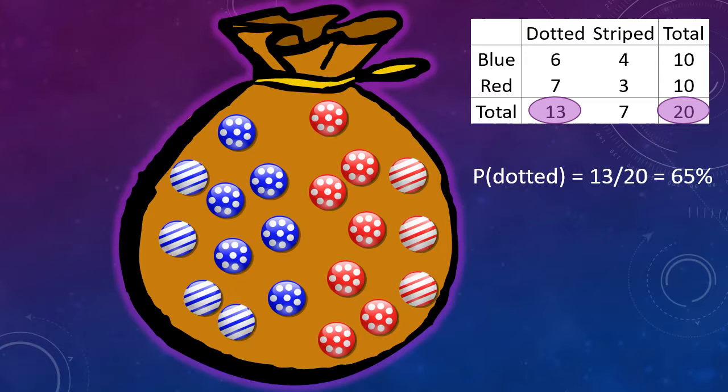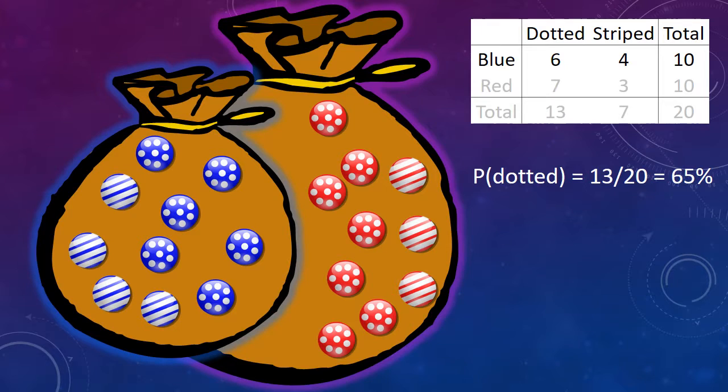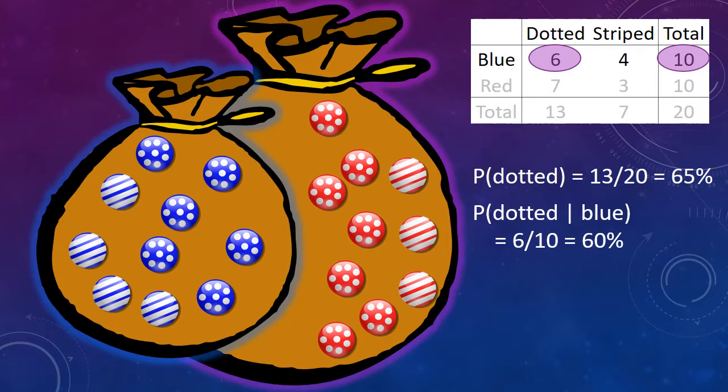If you know that the marble I drew is blue, then it's as if you've restricted the sample space. Because you know that the marble is blue, you know that it can't be any of the red marbles. It's as if they don't exist. Now, in this new bag of blue marbles, what's the probability that the marble is dotted? Well, there are 6 dotted blue marbles and 10 blue marbles total, so 6 over 10 is 60%. The probability that the marble is dotted, given that it's a blue marble, is 60%.